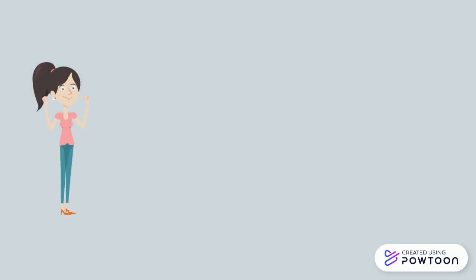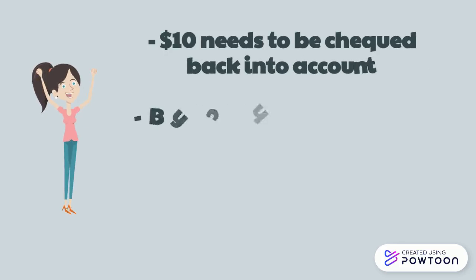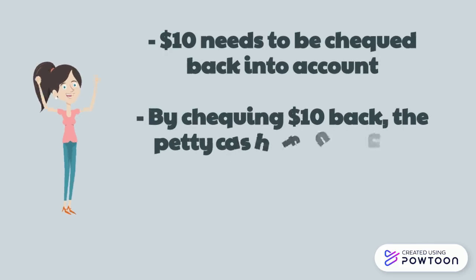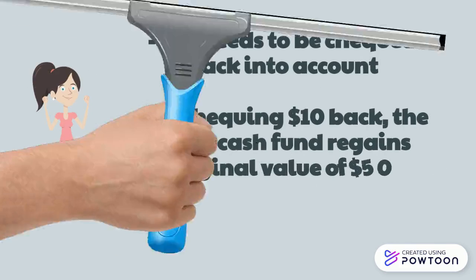Now, for Georgia, her only expense was the $10. This needs to be checked back into the account. By checking this back, the petty cash fund regains its original value of $50.